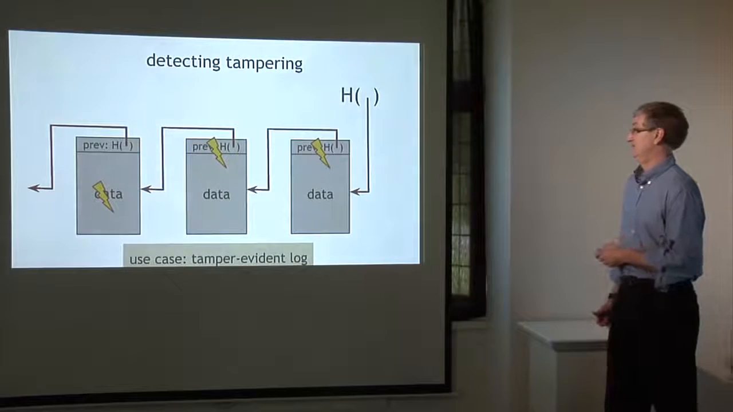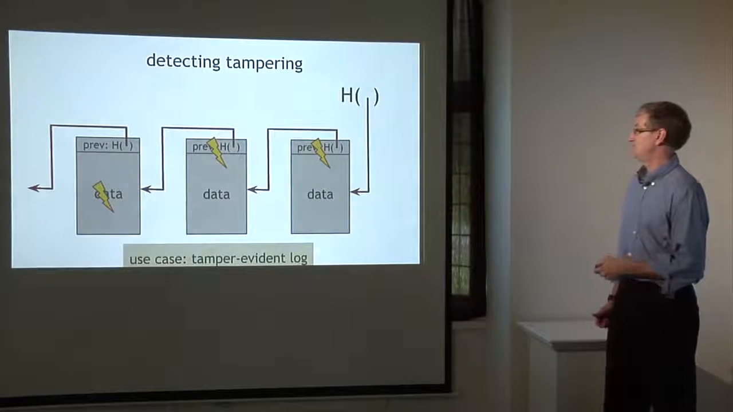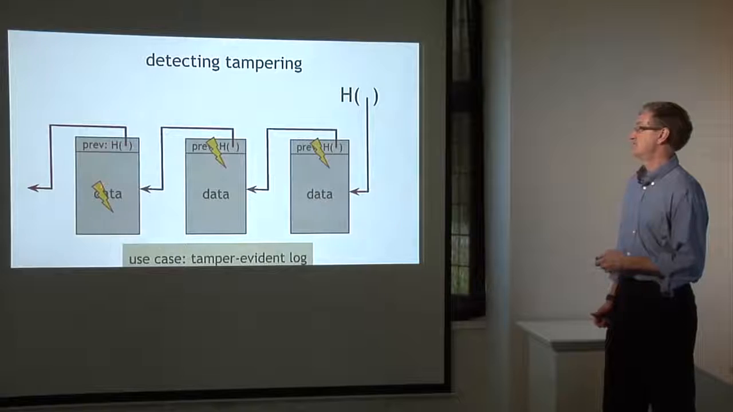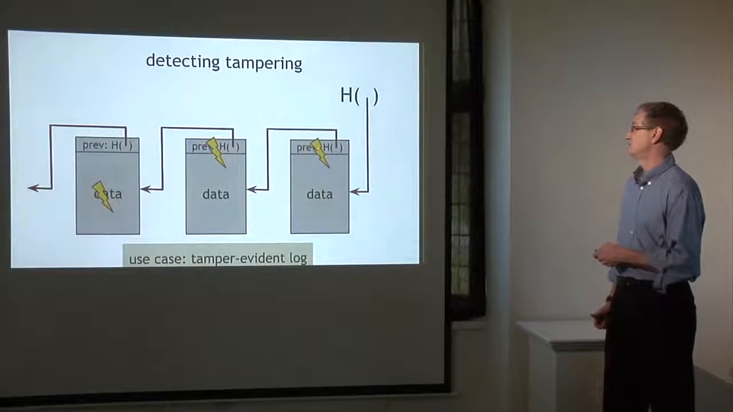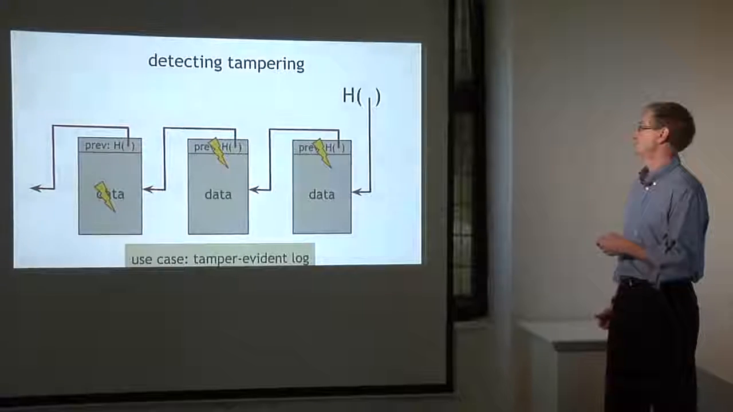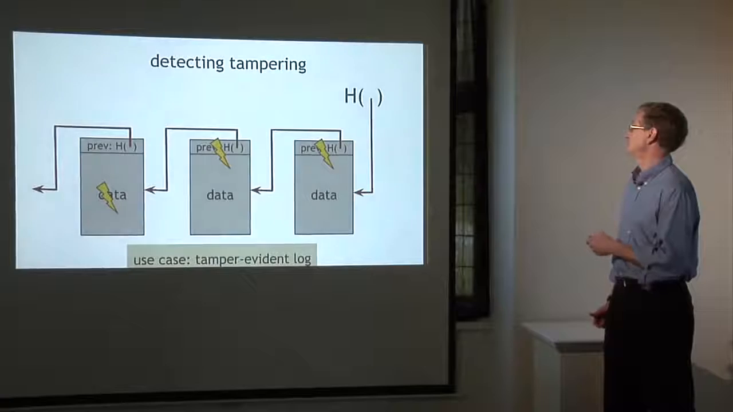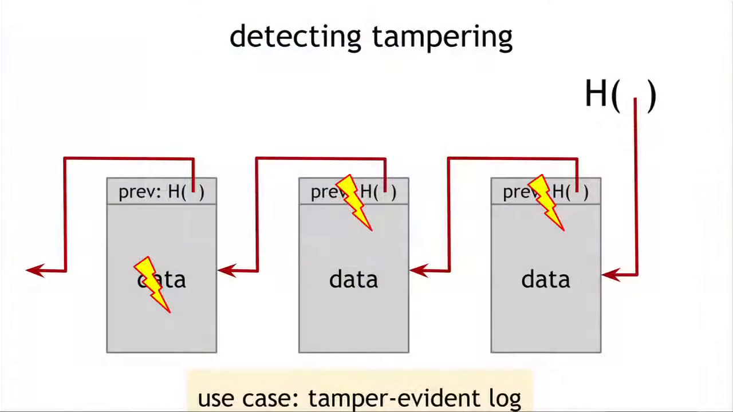And so the upshot of this is that if the adversary wants to tamper with data anywhere in this entire chain, in order to keep the story consistent, he's going to have to tamper with hash pointers all the way back to the beginning, and he's ultimately going to run into a roadblock because he won't be able to tamper with the head of the list. What this means is that just by remembering this hash pointer, we've essentially remembered a kind of tamper-evident hash of the entire list all the way back to the beginning.